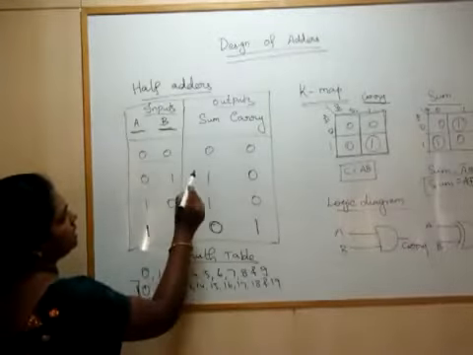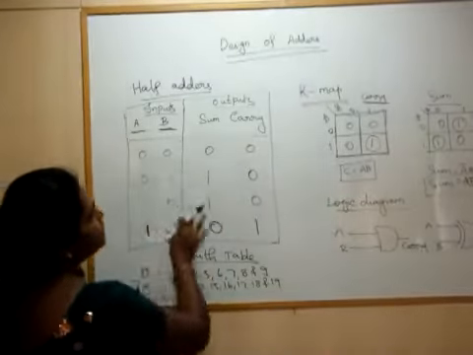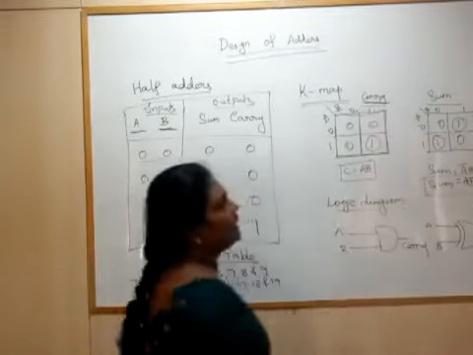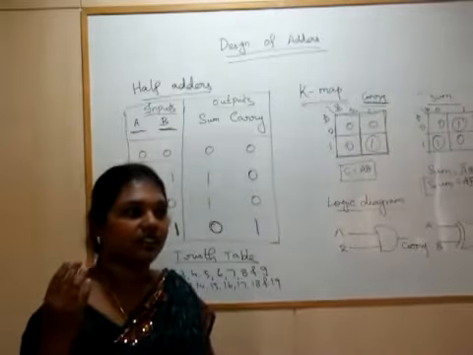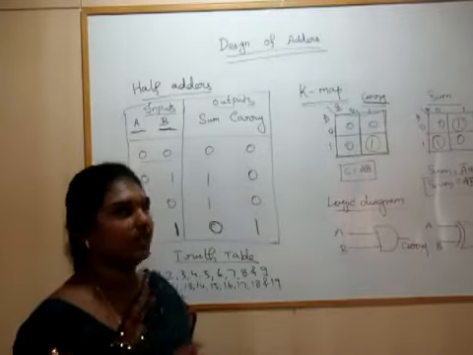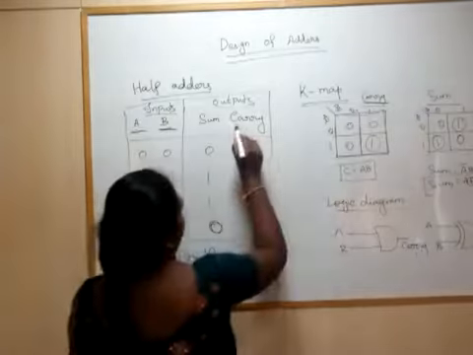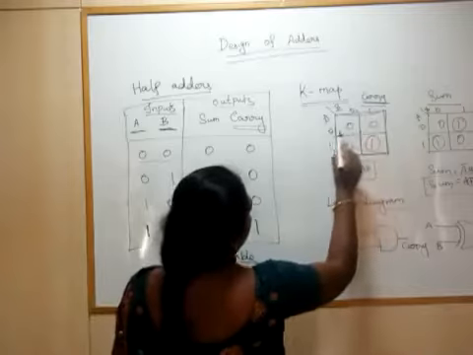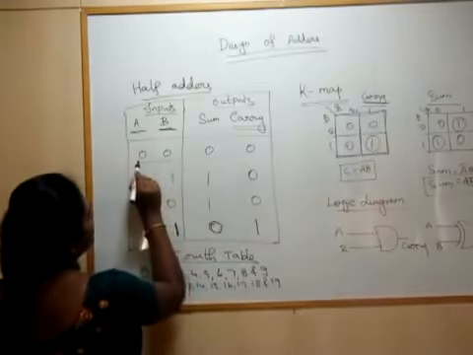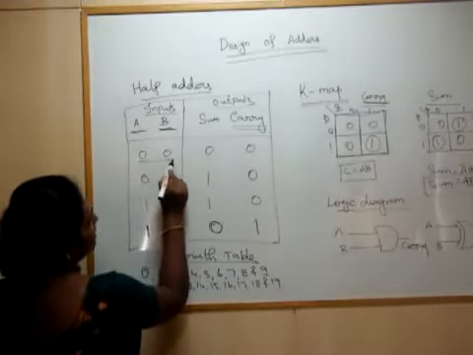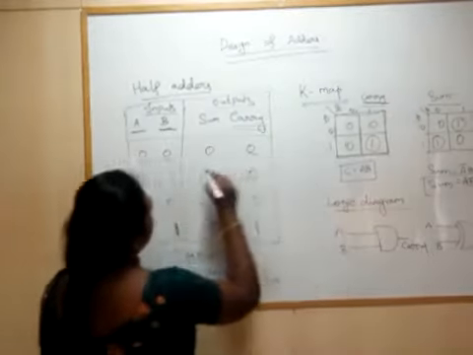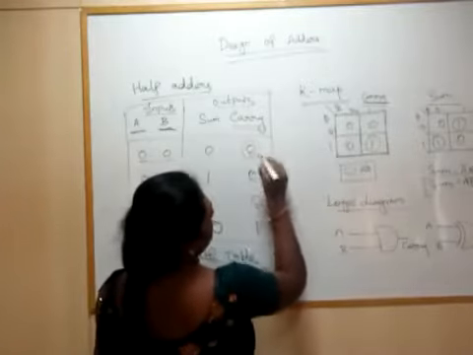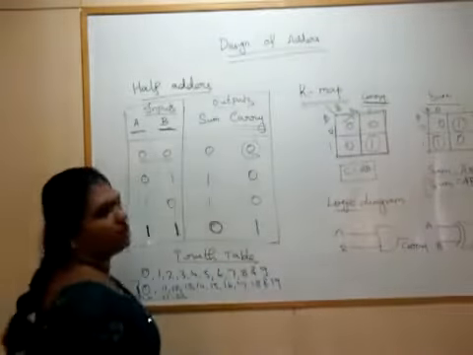For the inputs you should write the combinations like that. In a K-map, only the outputs are entered into the table. So for carry, first take the carry. When A is 0 and B is 0, what is carry? 0. So you should enter 0 here.